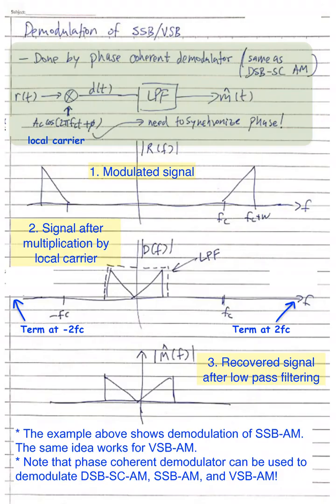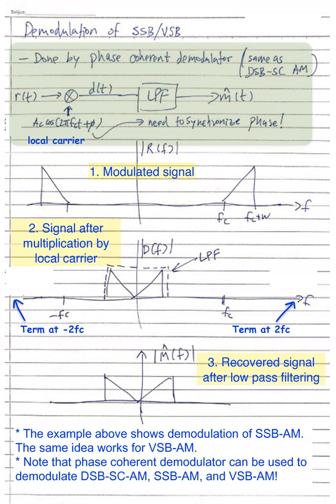Let's move on to the demodulation of double sideband suppressed carrier, single sideband, and vestigial sideband. The good news is that we can use the phase coherent demodulator we discussed previously. At the top, we have a unified block diagram of the phase coherent demodulator. The received signal R of t is first multiplied by a locally generated version of the carrier. In the phase coherent demodulator, the receiver has to synchronize with the phase of the received signal. As mentioned before, this is typically done via the phase-locked loop, or PLL.